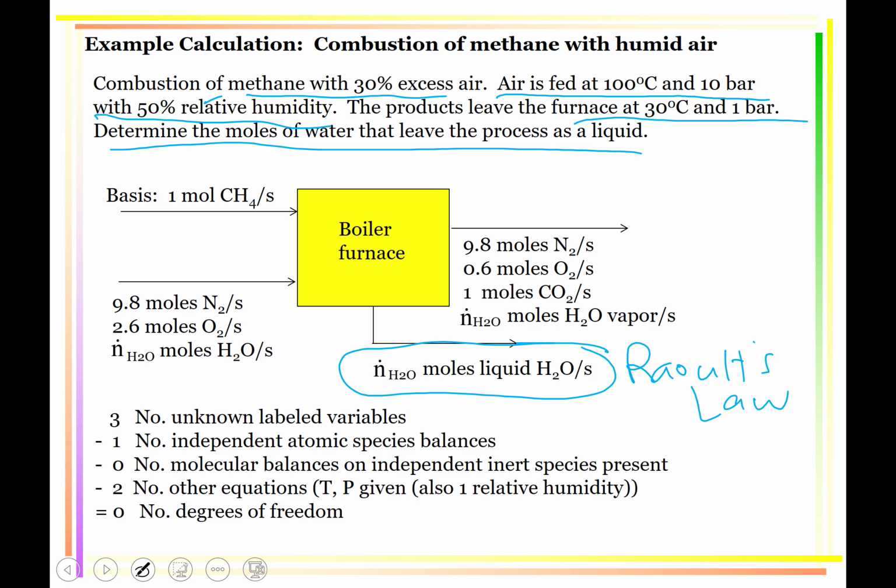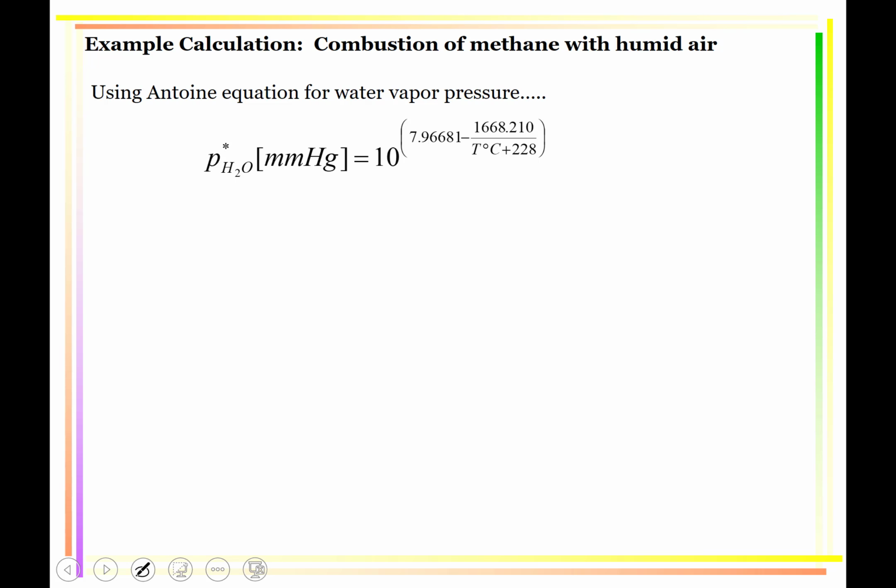So now let's think about this problem. This is a boiler furnace. All this water is in the gas phase at this high temperature in the boiler, and we're going to cool it down. As it cools down, we begin to condense liquid, presuming that we cool this below the saturation temperature of the water in this vapor. Okay? So let's see how we do this calculation.